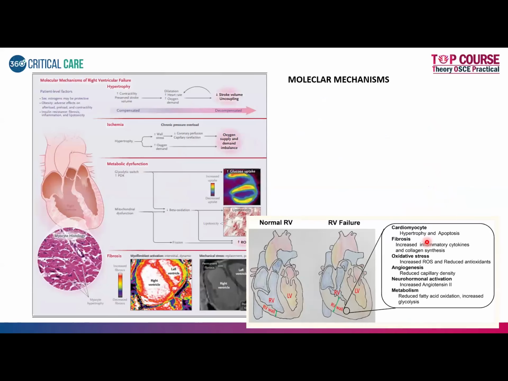Molecular mechanisms consist of hypertrophy, apoptosis, ischemia, metabolic dysfunction, fibrosis with increase in the inflammatory cytokines and collagen synthesis, increase in the reactive oxygen species, reduced antioxidants, neurohormonal activation, and reduced fatty acid oxidation with increased glycolysis.